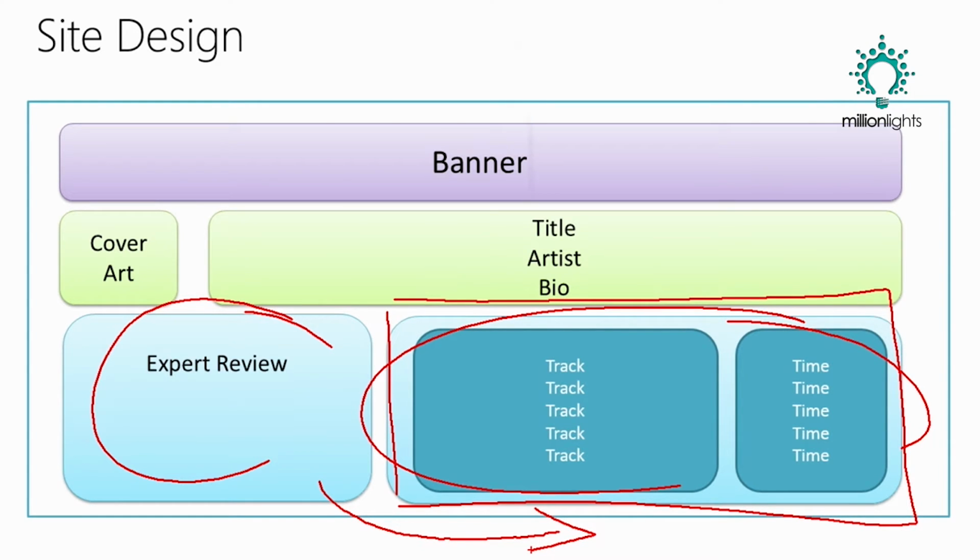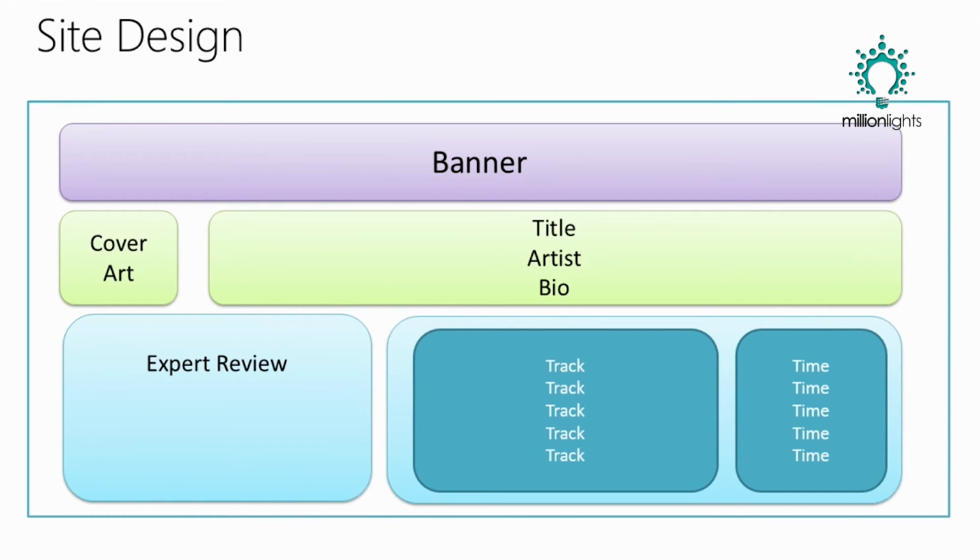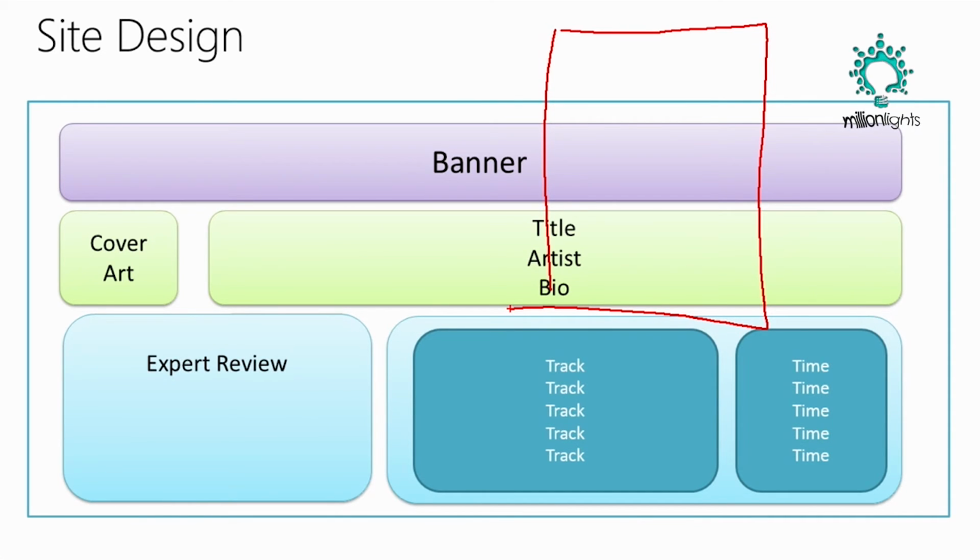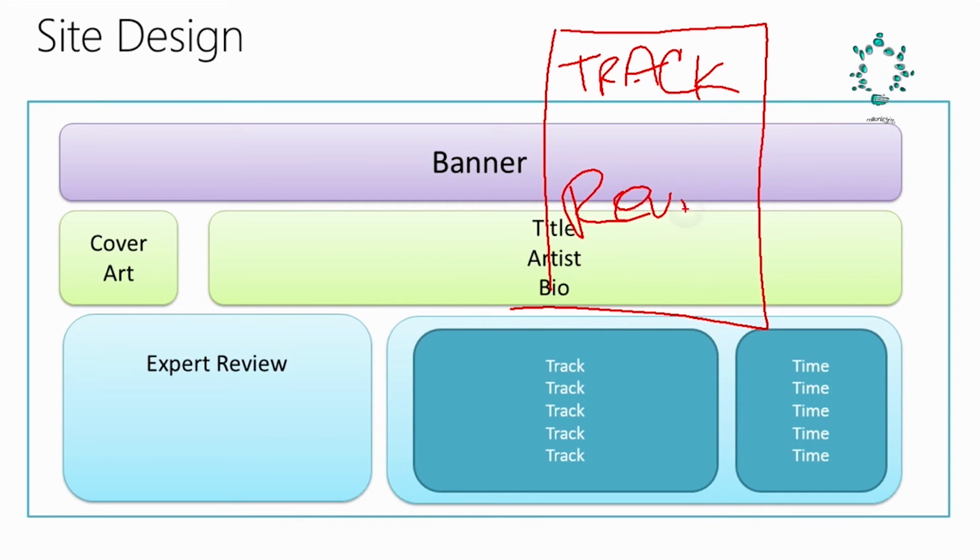The end result here is that on a single column for small devices, I want my track info to be displayed there, and I want my review to be displayed there. That's what I'm looking for.